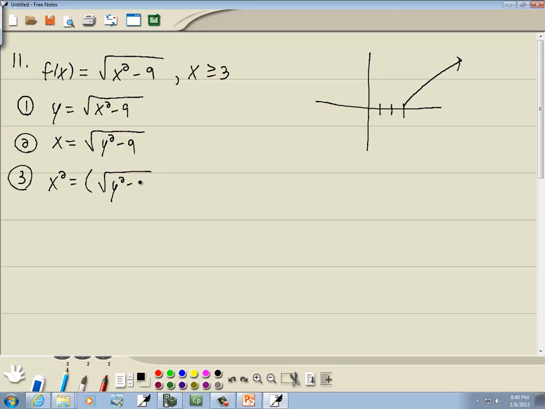This gives us x squared. Over here, the square root and the second power cancel each other out, so we've got y squared minus 9. Take negative 9 over, and we've got x squared plus 9 is equal to y squared. Square root property: if you've got something squared equal to the other side, you drop your squared, and you put a plus or minus square root around the other side. So we've got plus or minus the square root of x squared plus 9 equals y.